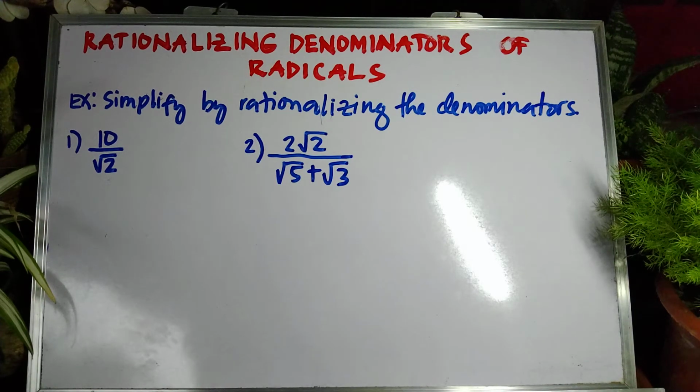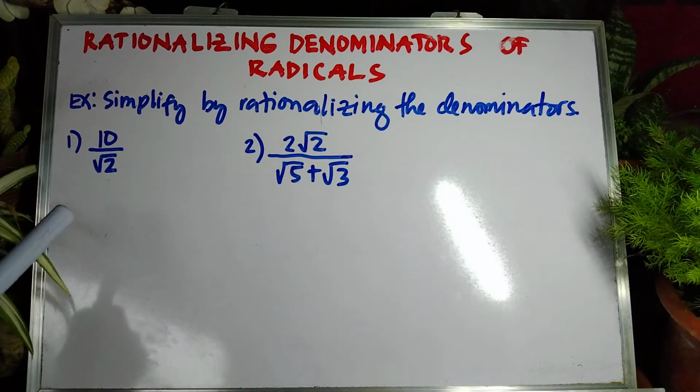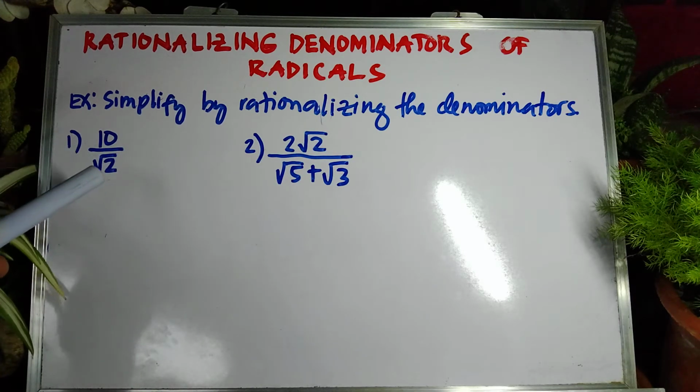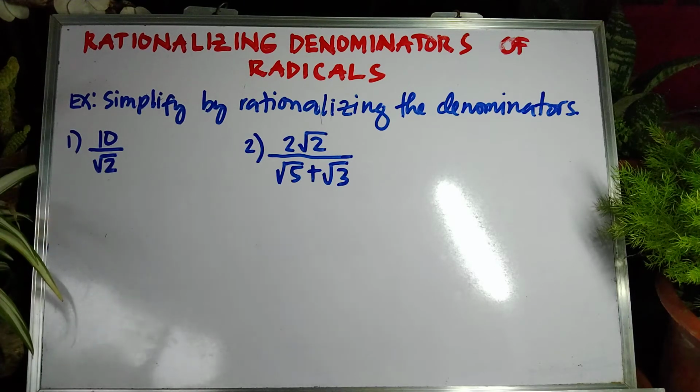Okay, today we will be discussing how to simplify or rather rationalize denominators of radicals. Meaning, expressions like number 1. The expression given in number 1, we will write as a fraction without any radicals in the denominator. And that process is what we call rationalizing. Now suppose we're asked to simplify by rationalizing the denominators.